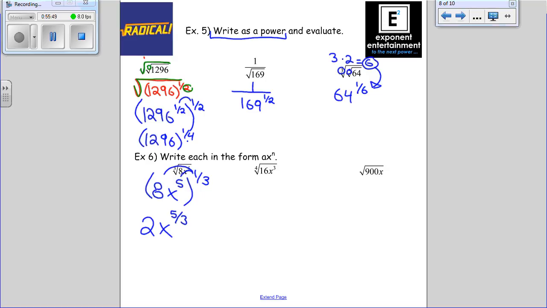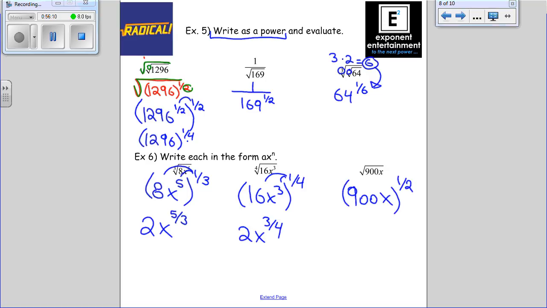So, we're just putting these things all into exponent form, and then we're distributing those exponents here. I have no idea what 900 to the power of 1/2 is. Did anybody do that? It's 30. The more you know. So this thing would change to be 30x to the 1/2. And you've converted all of these things into exponent form. Sorry. You've written them as a power.